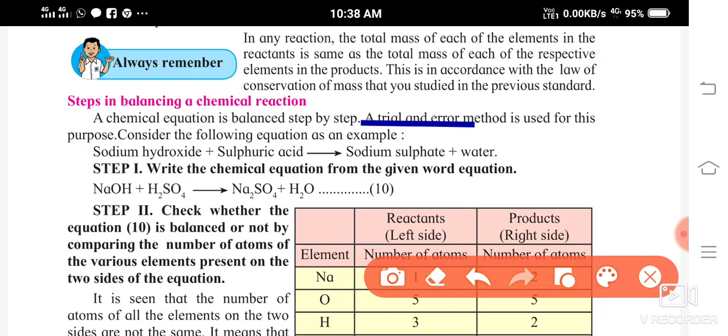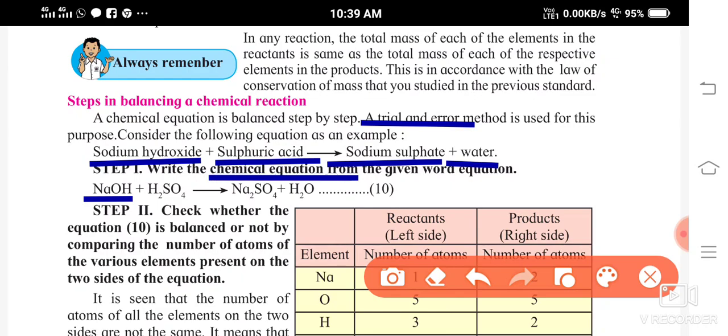Consider the following equation as an example. Sodium hydroxide plus sulfuric acid, these are the reactants. Sodium hydroxide is going to react with sulfuric acid to form sodium sulfate and water. Now see, what is the first step? You will have to write the chemical equation.